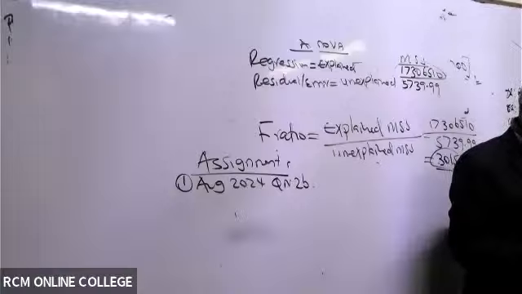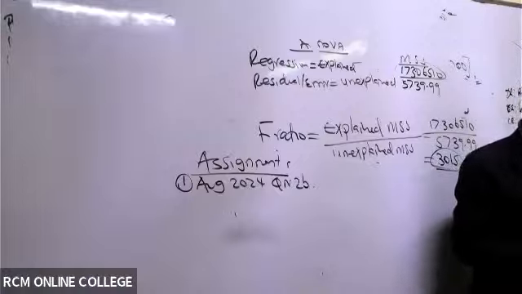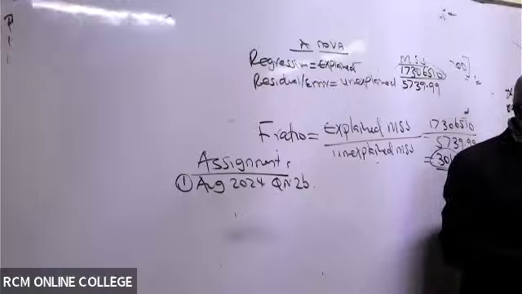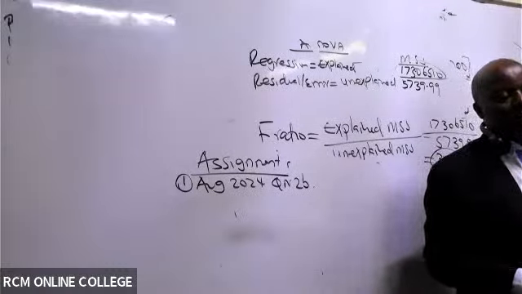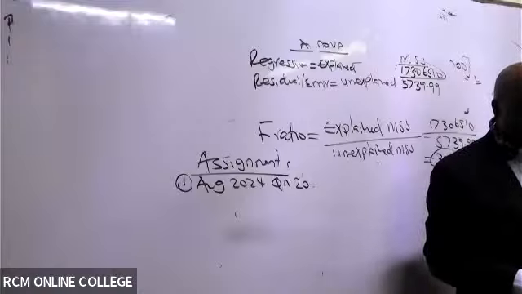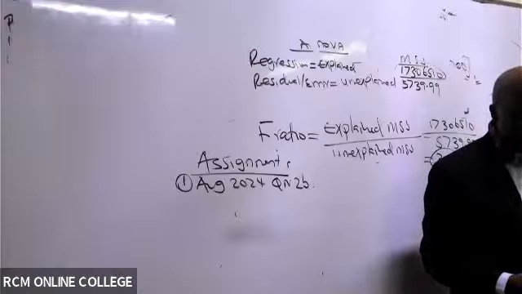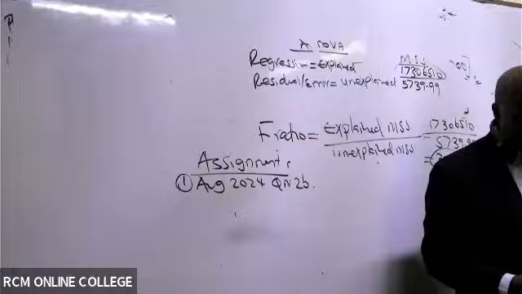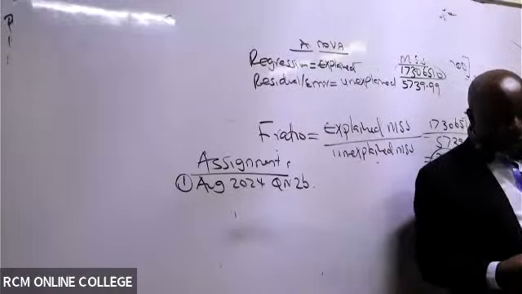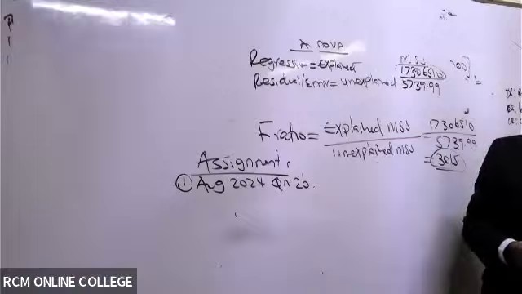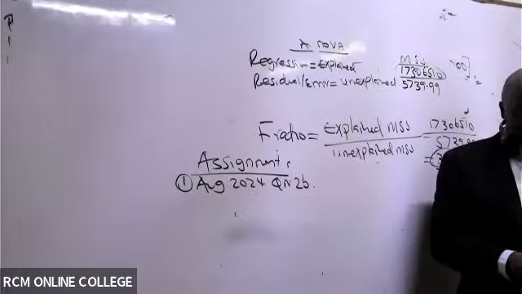Under August 2024, question number 2B, they gave us so many unknowns. First, they told us to write down the linear regression equation model, and then find the missing values of XA, XB, XD, XE. It's just similar to what we have done here. So you'll end up getting so many marks without even knowing what you're doing. So this is assignment number one, and that has to be done.